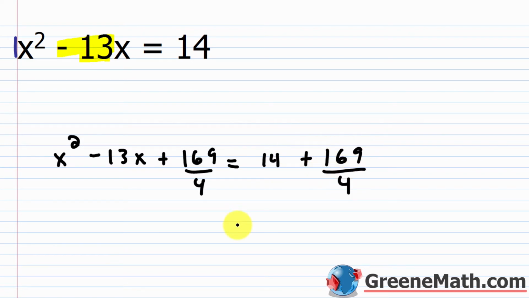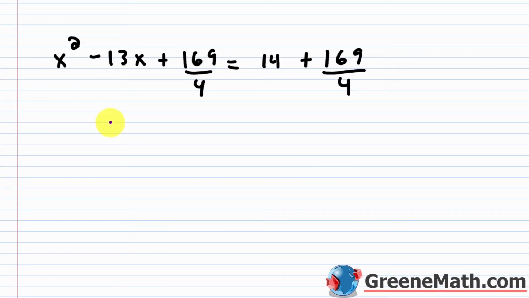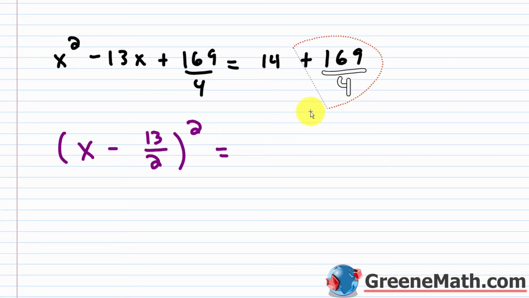Okay, let's scroll down and get some room going. The first thing I'm going to do now is just factor the left side of this. This is going to factor into x minus 13 halves, that quantity squared, okay? Then this equals, here comes a part that's pretty tedious. You've got to simplify over here, and you need to get a common denominator. Sometimes this can take a little bit of time.